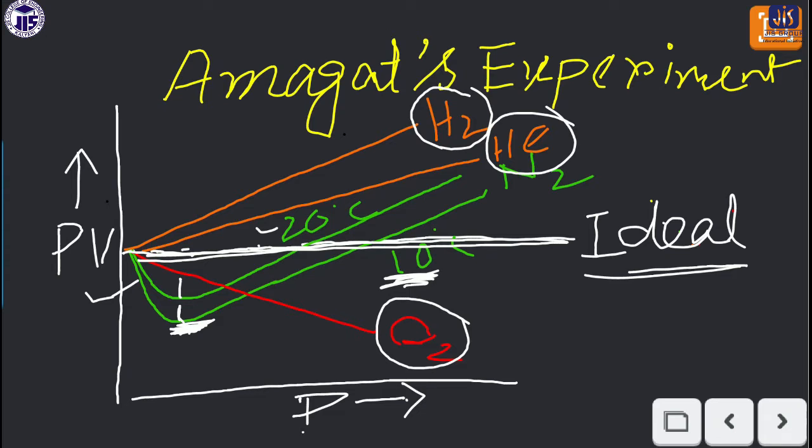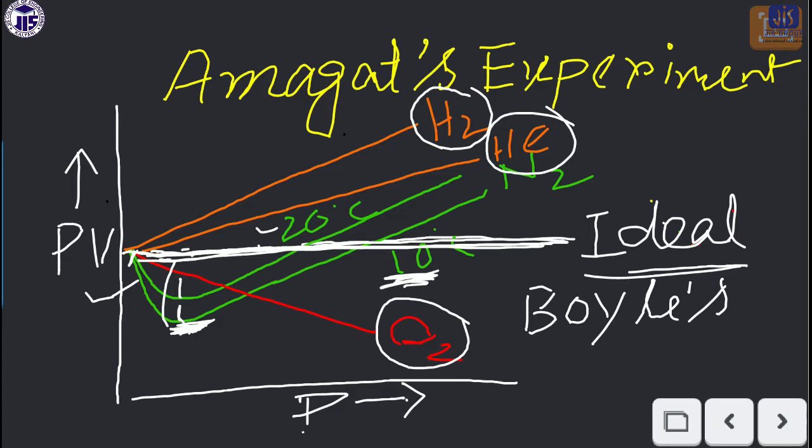When this occurs, that means when this minima meets the PV axis, the PV versus P curve becomes parallel to the P axis over a certain range of pressure, and the gas obeys Boyle's law. When the PV versus P curve is parallel to the P axis, then the gas obeys Boyle's law. I already discussed with you what Boyle's law is. So there will be a temperature when all the gases obey Boyle's law.